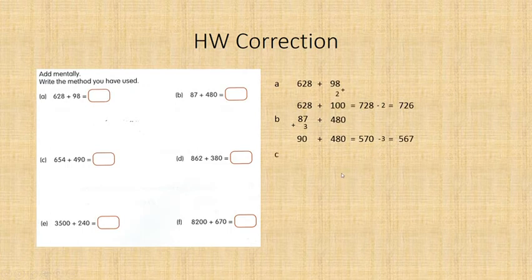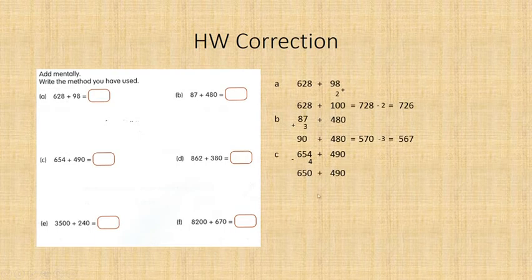Okay, number C, 654 plus 490. Here I have one multiple of 10, and the other number is not a multiple of 10. So I need to change it into a multiple of 10 to be able to solve it more easily. I have two ways. The first way is to add, as in the previous two questions, or I can subtract. So I will subtract 4 from this number. So it's going to be 650 plus 490.